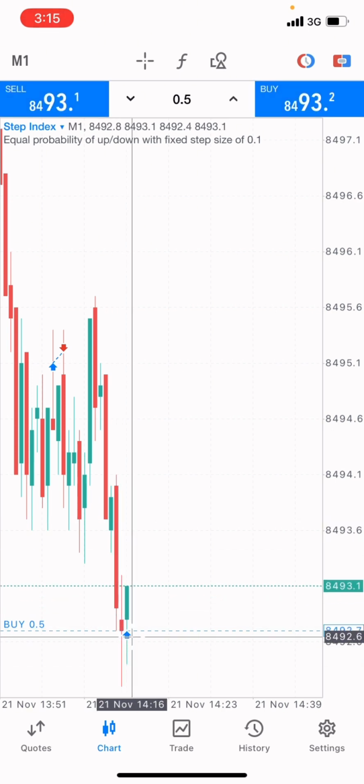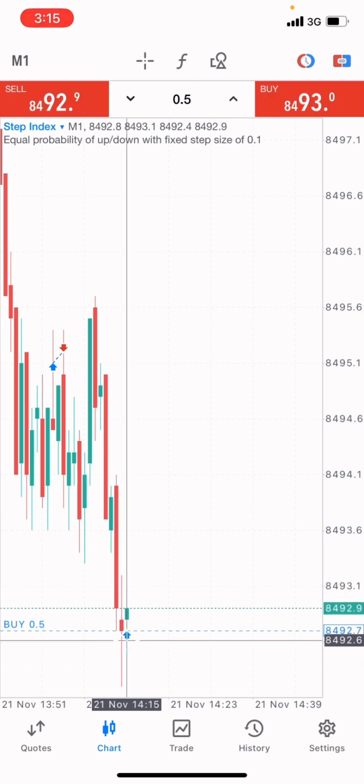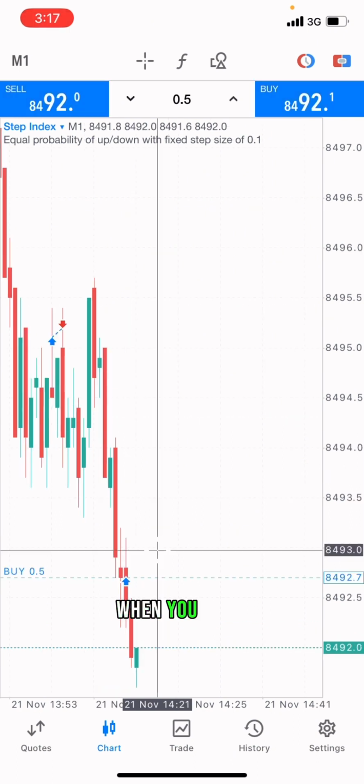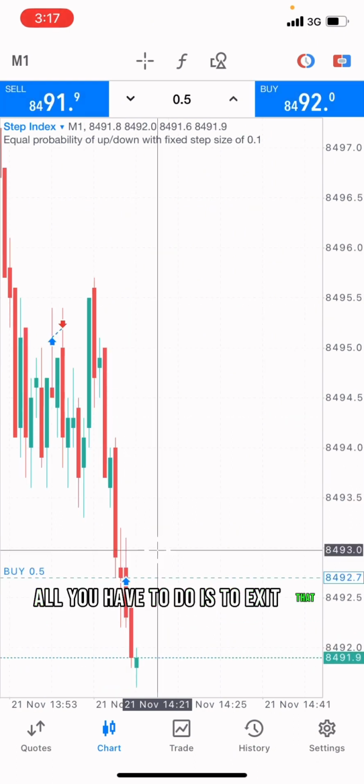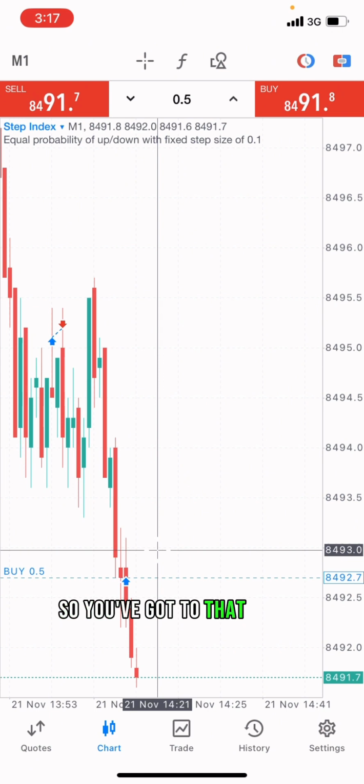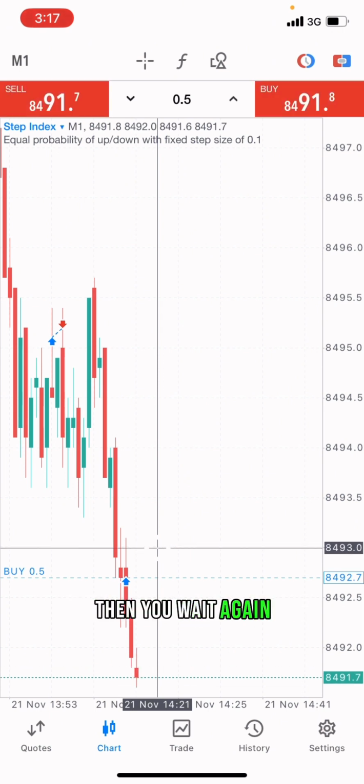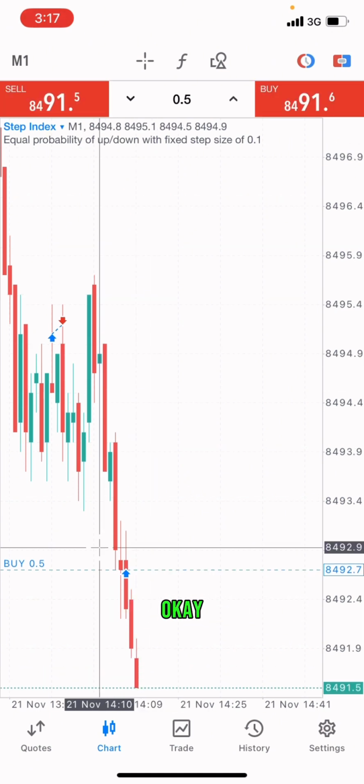So what you want to do is to set a stop loss below this point. When you get into profit, all you have to do is to exit that entry. Once you've got that profit, you exit the entry, then you wait again for another entry position. So this is just an example of technical analysis.